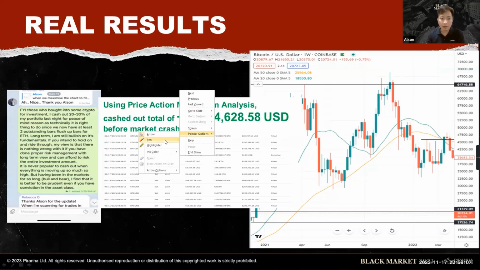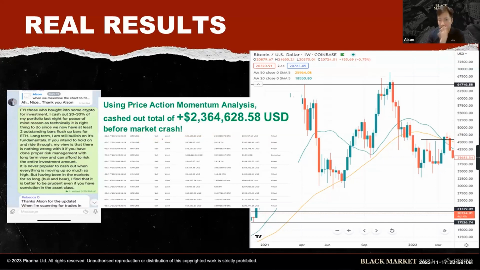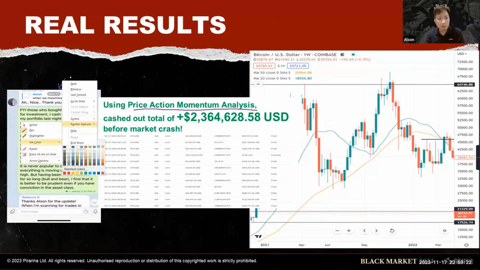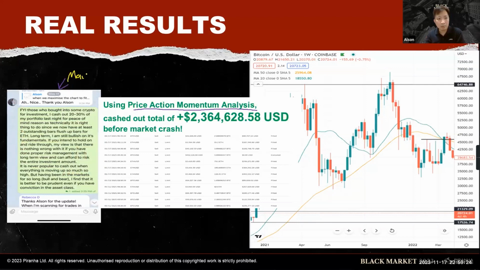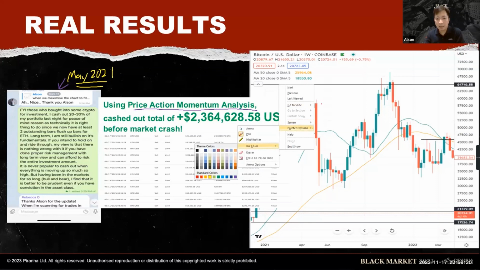For example, I used my price action manipulation strategy to exit most of my crypto positions back in 2021, right? As you can see over here, this was, maybe I use a big yellow color, this was in May 2021, and that was actually before the market crashed.